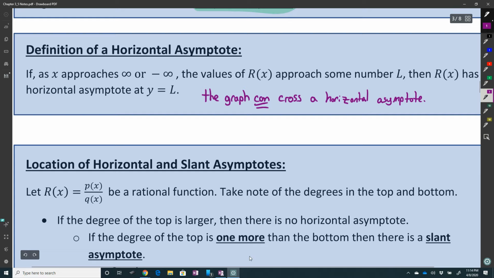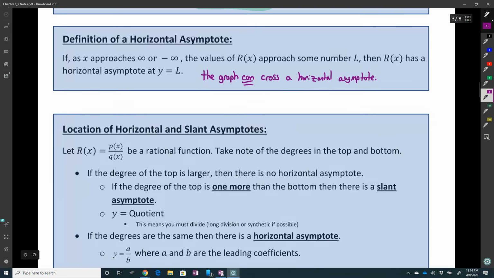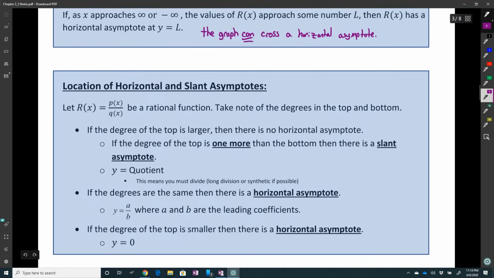Okay, so how to find them? Really, there's a calculus definition for how to find them, but since this is college algebra, we just give you basically what you need to know in order to get it. And the real reason is whenever you have a rational function, so you have your top over your bottom, let me write it this way. You have a larger degree and you have a smaller degree.